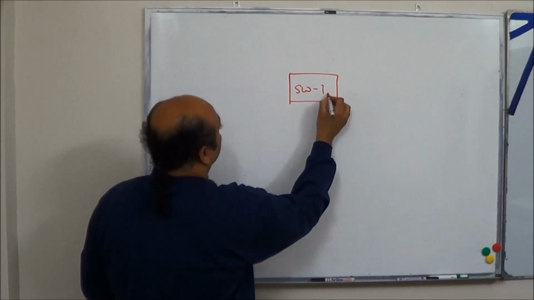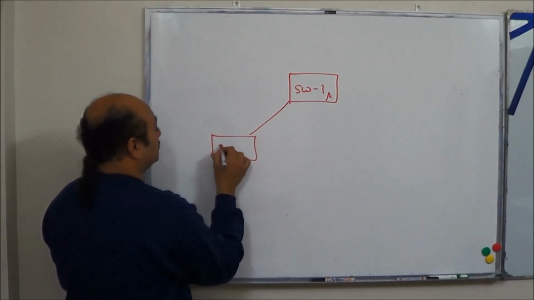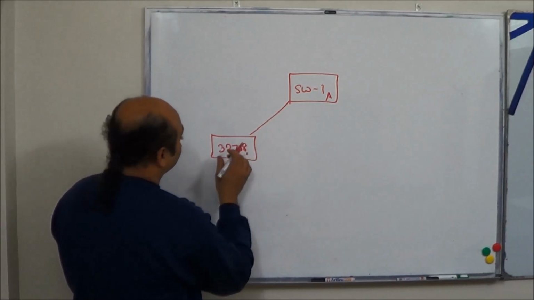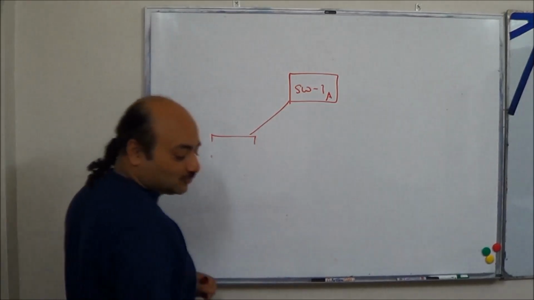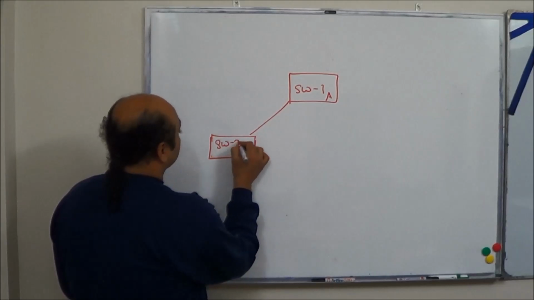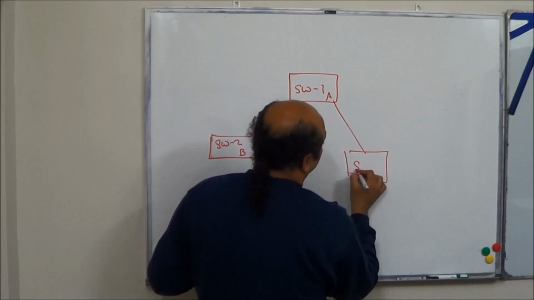Which one? A. I'm not going to write the bridge IDs for them now. Switch 2, B. Switch 3, C.